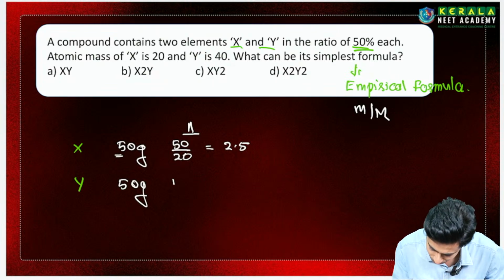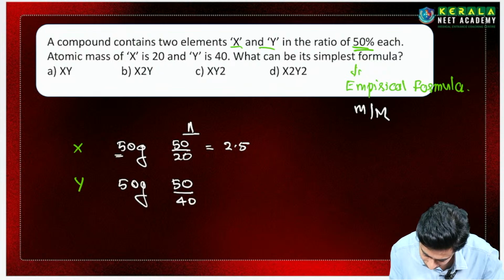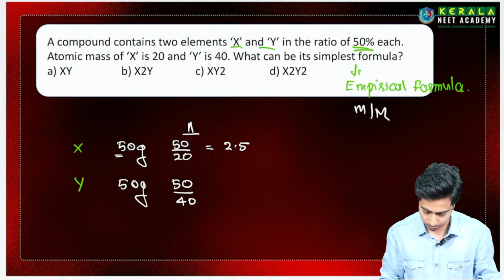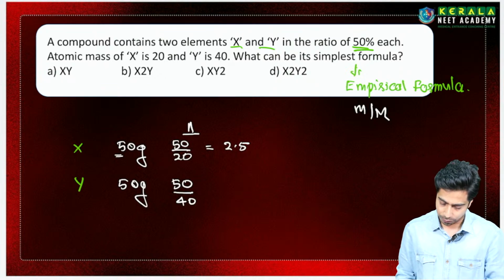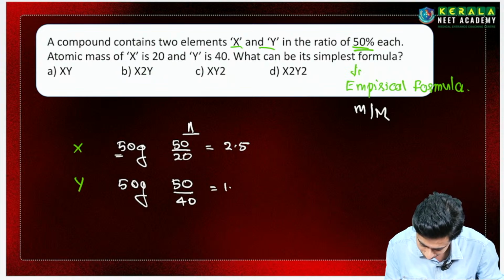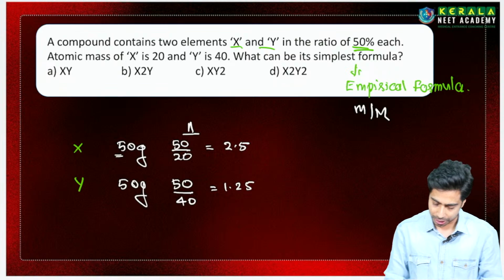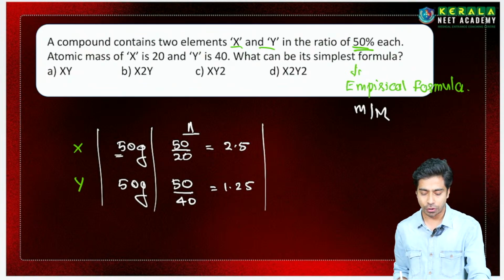Next, number of moles of y is 50 divided by 40. Wait a minute, the calculation is correct now. 50 divided by 20 will be 2.5. Yes. 50 by 40 will be equal to 1.25. So you are getting 2.5 moles of x and 1.25 moles of y.